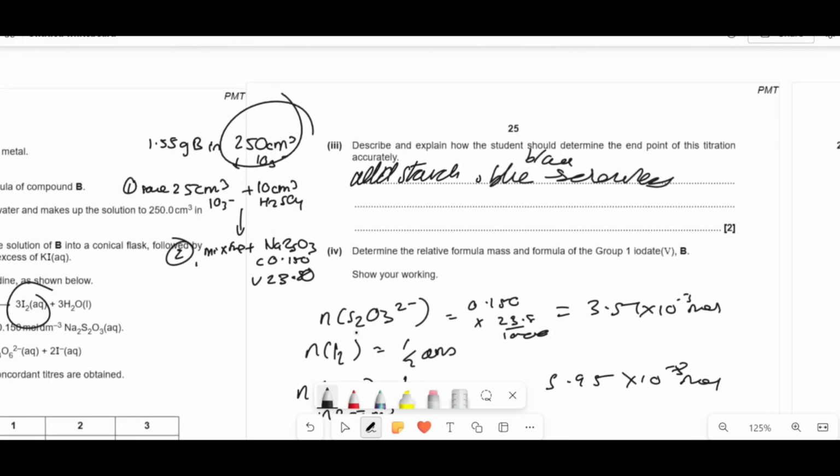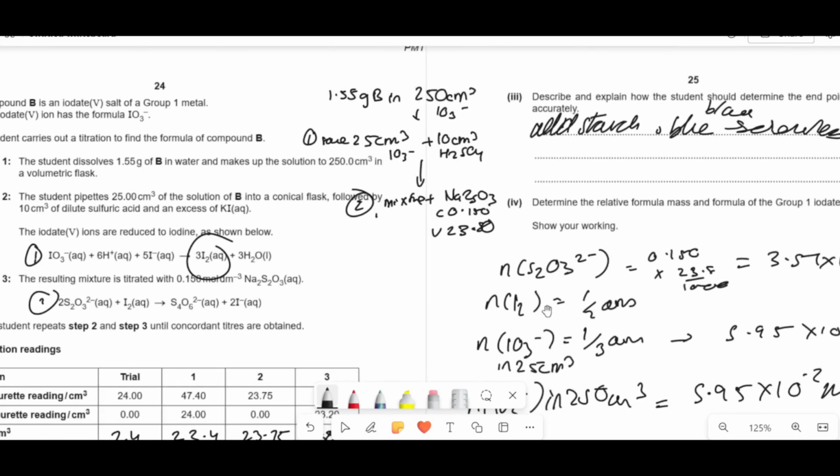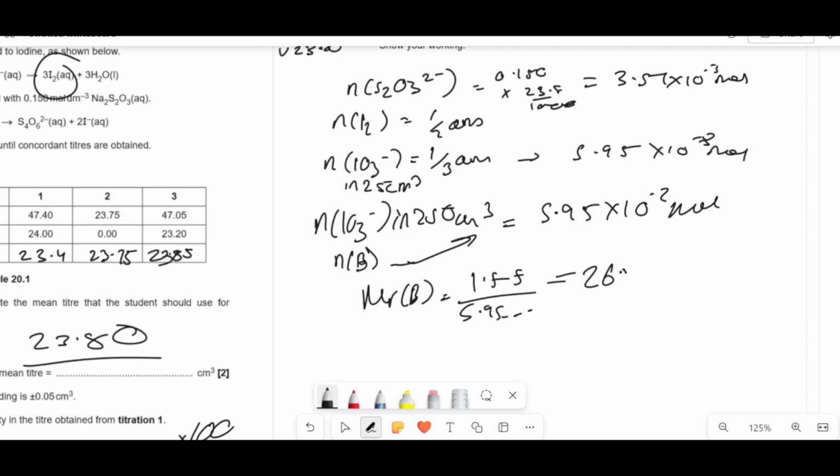But remember, it came from a 250, so the moles of this IO3 minus in 250 is actually 10 times that, which is going to be 5.95 times 10 to the minus 2 moles instead. They've told us that they got 1.55 grams of this B and stuck it in this 250, and all of those IO3 minuses must have come from B. So the moles of this mysterious B is also the same as this. Then we can work out the Mr of B by doing mass over moles, which is 1.55 over that. We get 260.5 grams per mole.